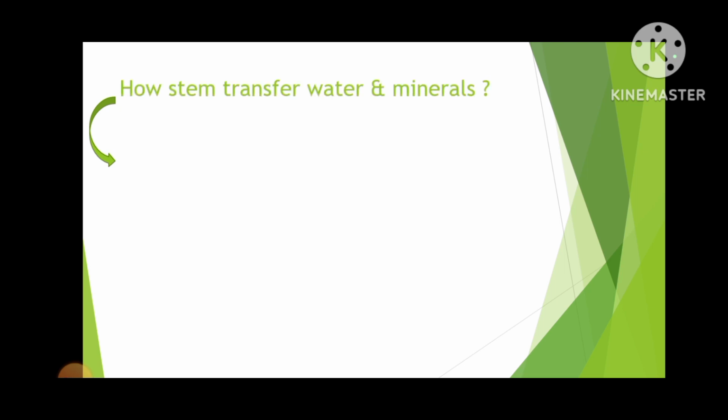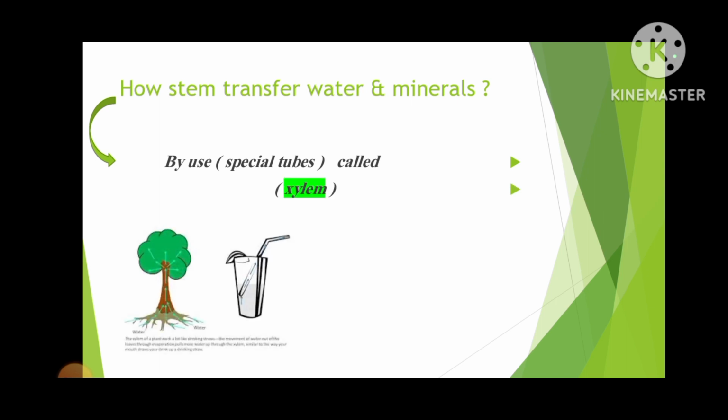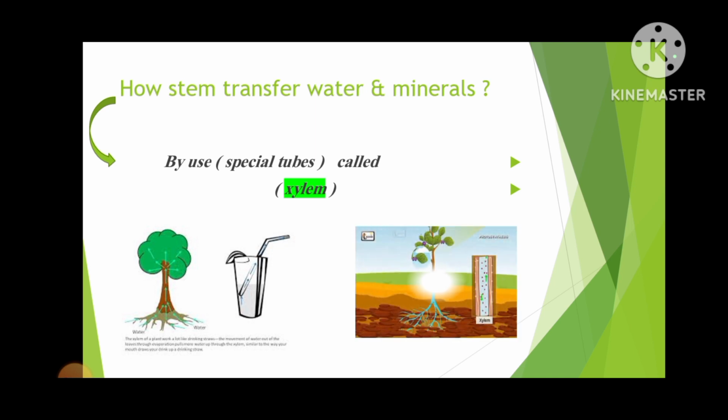How stem transfer water and the minerals? We see that stem have two tubes. First one, special tube called xylem. Number one, special tube called xylem.